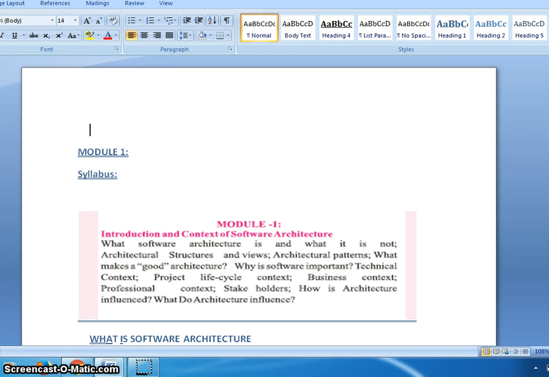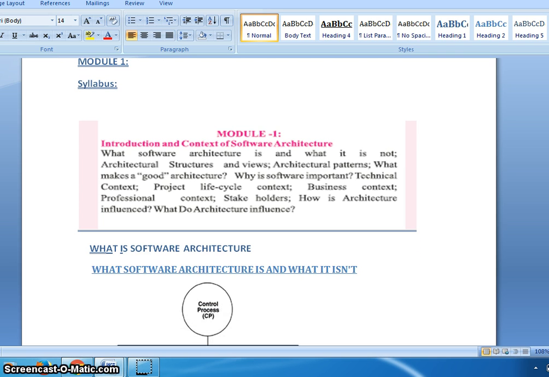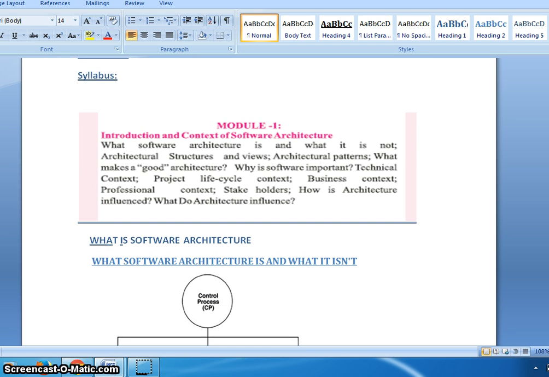Dear students, in the last class we discussed the basic concepts regarding software architecture, the meaning of software architecture, the actual difference between software architecture and software design, the different aspects that influence software architecture, different architectural design patterns, as well as architectural styles, as well as the different types of software architecture categories.